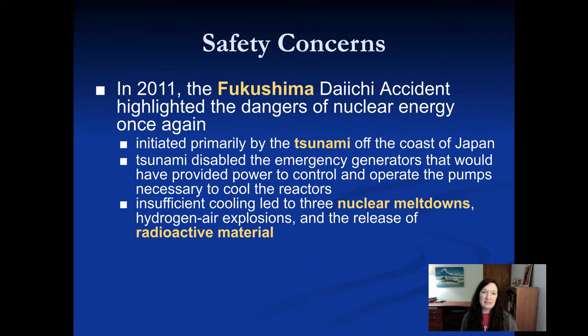The most recent disaster that we are aware of is in 2011, the Fukushima Daiichi accident. That was when there was a tsunami and earthquake off the coast of Japan. The tsunami disabled the emergency generators that would have provided power to control and operate the pumps necessary to cool the reactors. So basically, you didn't have the water cooling systems in place to cool down the fuel rods. So then you had a nuclear meltdown, or actually three nuclear meltdowns. Then there were some explosions, and then a release of radioactive materials.